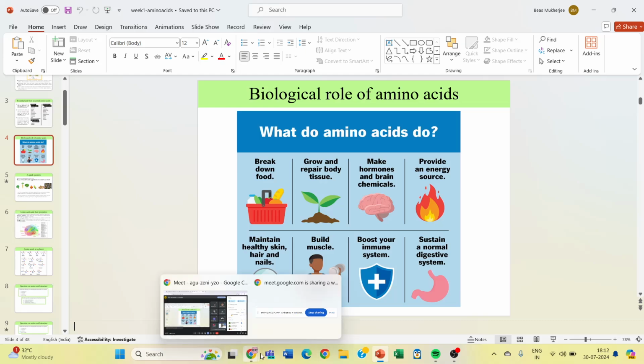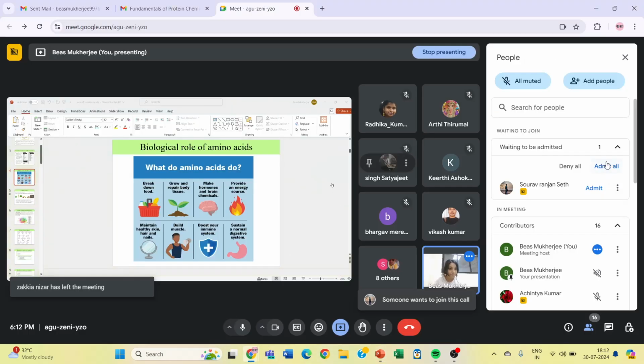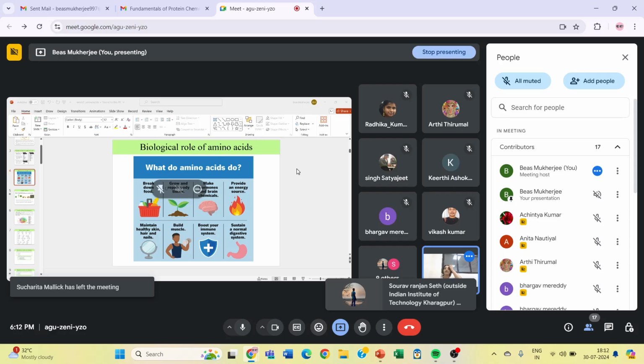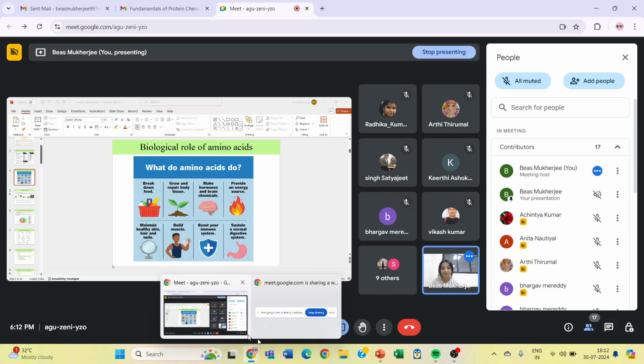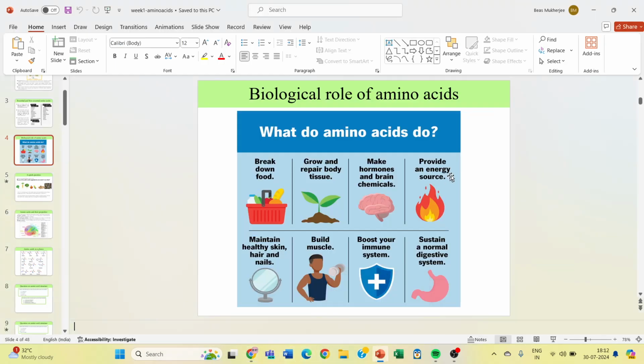Now we will look at the biological role of the amino acids. Breakdown of food, growth and repair of the body tissues, hormone production, and making the brain chemicals. Besides that, providing energy, maintaining healthy skin, hair, nails, building muscles, boosting the immune system, and sustaining a normal digestive system. So these are the wide variety of functions that amino acids perform in our body, and this tells us how important amino acids are.